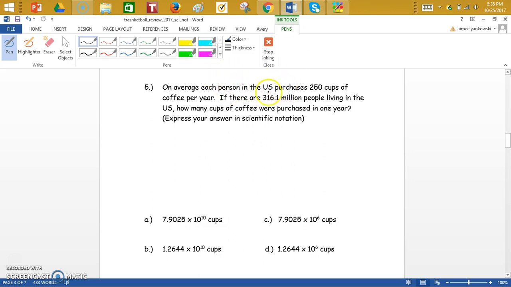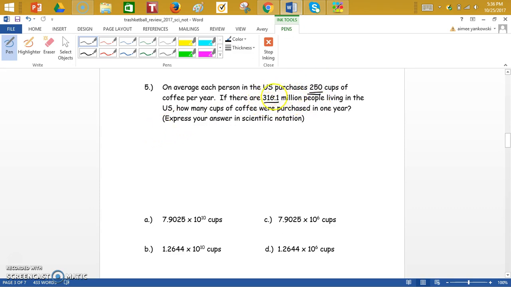On average, each person in the U.S. purchases 250 cups of coffee per year. There's 316.1 million people living in the U.S. How many cups of coffee were purchased in 1 year? Wow. Okay. So each person purchases 250 cups, and there's that many million people.